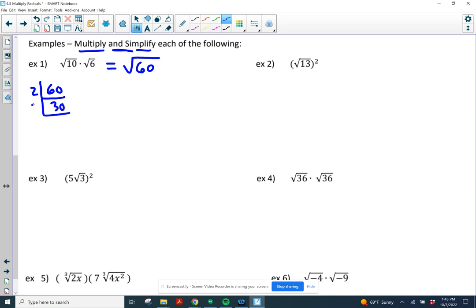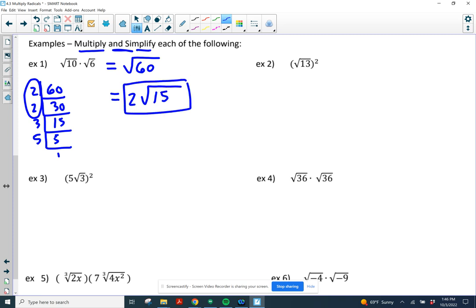So I'm going to take the 60, break it down as 2 times 30, and then the 30 is 2 times 15, and the 15 is 3 times 5, and then 5 is a prime. So what I have is a pair of 2's that are going to come out as a 2, because remember, square roots undo squares. 2 times 2 is a square. 2 comes out. 3 times 5 stays underneath. I'll write that as a 15 and we're done.